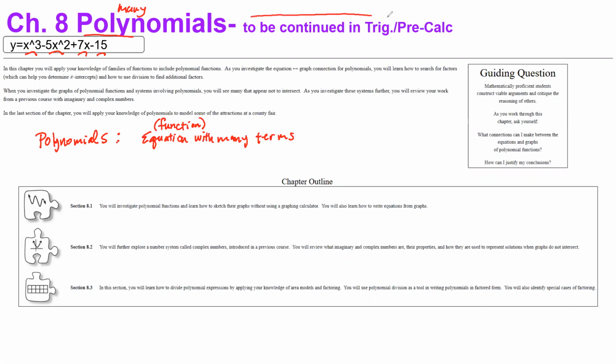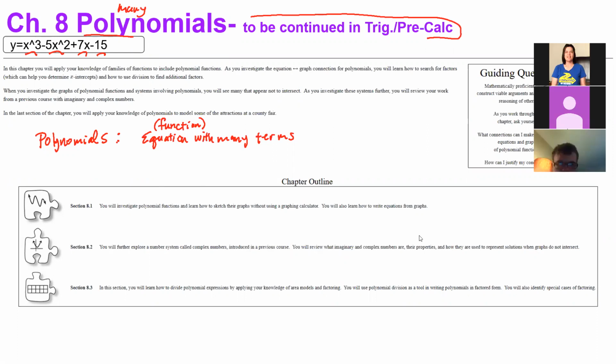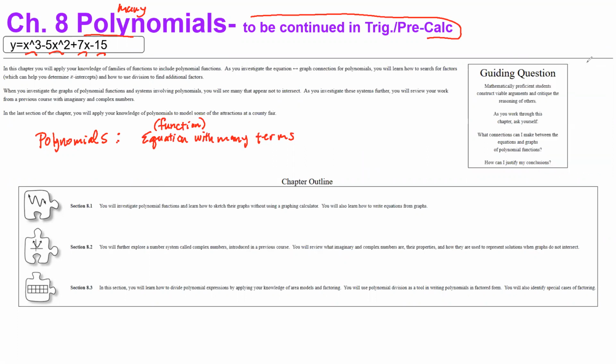Okay, and you will be doing more of this in trig pre-calc. So we'll get a beginning dose today. Yeah, that's fine, Kyle. We'll learn this chapter, but then you'll also learn more next year in trig pre-calc. So the first section we're doing today, we're investigating polynomial functions and learning how to sketch their graphs without using a graphing calculator or Desmos, okay? You will also learn how to write equations from graphs.